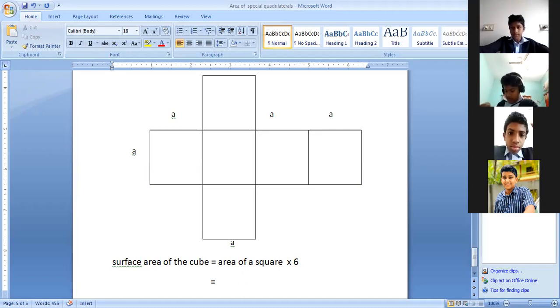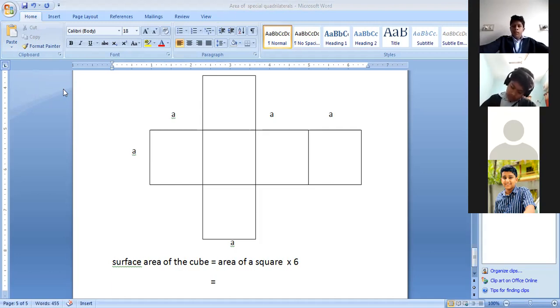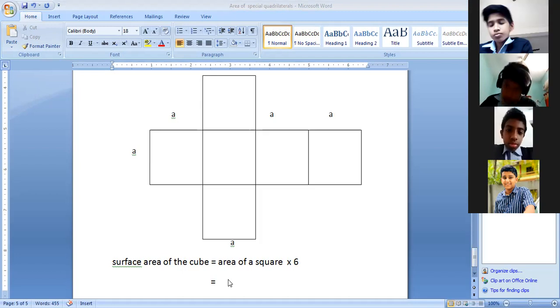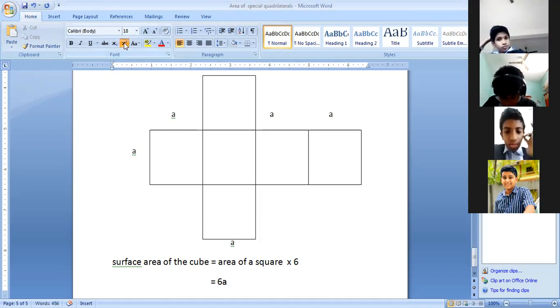A cube has 6 faces and all the 6 faces are squares. There are 6 faces and the 6 faces are squares. So if we find the area of one square, we can easily find the surface area of the cube. That will be 6a square, where a is the side of the square. If the side of the square is a, the surface area of the cube will be 6a square.